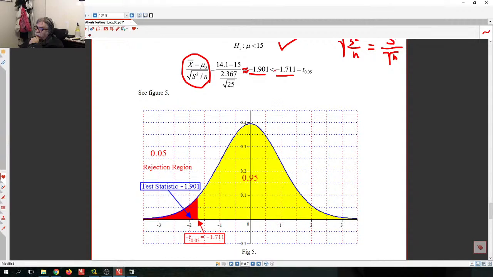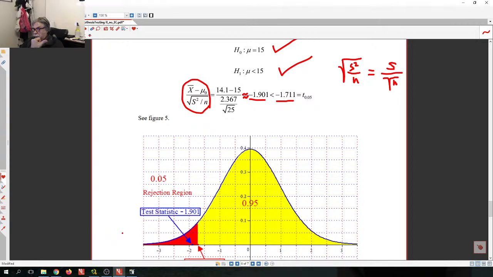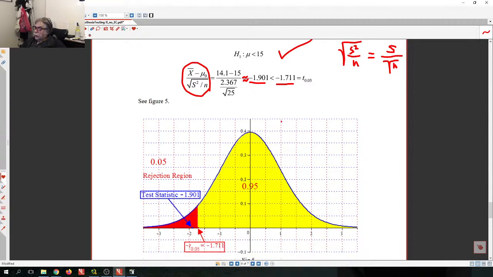This guy, and of course it's negative this time, because you have to notice that it's going to be in the left tail, so it's going to be on the left side, where there are all negative numbers. This is 0, and here are positive numbers. So the table doesn't tell you if it is positive or negative. You've got to think about it. It says one tail. Now, which tail? Left tail, right tail, right? Negative 1.711.